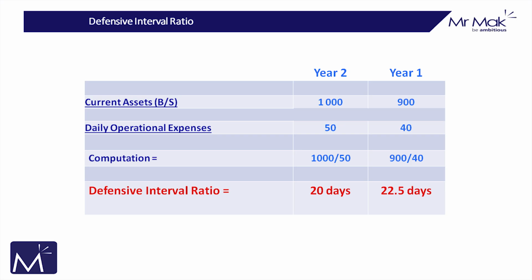In the second year, we do exactly the same thing. We take the current assets, 1,000, divide them by the daily operational expenses, 50, and we get a defensive interval ratio of 20 days. So our current assets can cover our current daily expenses for 20 days. That is the defensive interval ratio.